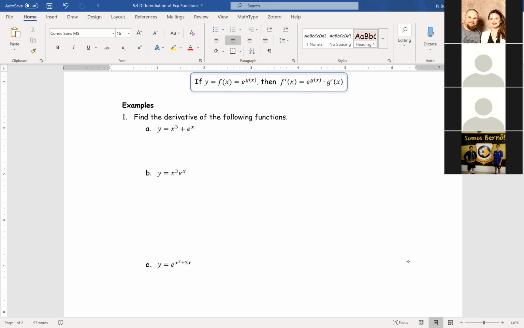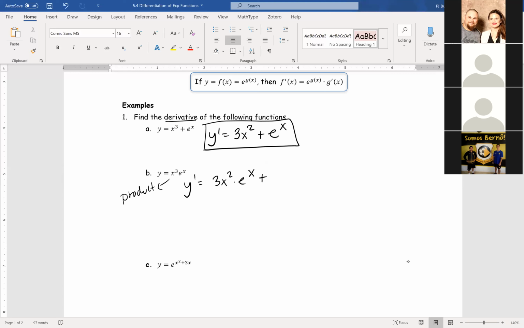This first one's pretty straightforward, right? I'm asked to just find the derivatives of all these. So y prime, we still get our 3x squared like we would with our power rule. And then the derivative of e to the x we all love because it's e to the x. So then, part B, if I want to find y prime there, this is now a product. So I need 3x squared, leave e to the x alone, plus leave x cubed alone, derivative of e to the x.